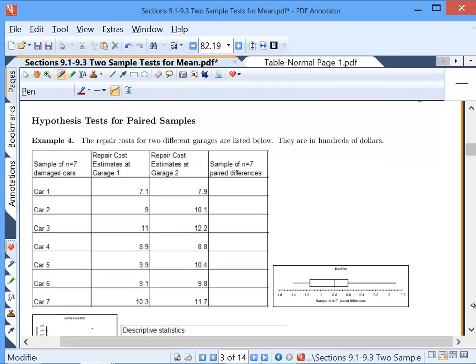So let's say we want to do a hypothesis test for our paired samples. Okay. So the repair costs for 2 different garages are listed below. They're in hundreds of dollars. Okay. So here are 7 cars. We have repair costs at garage 1, repair costs at garage 2. Since these are paired up, it makes sense to find the difference for each pair. Okay. So like 7.1 minus 7.9 would give me negative 0.8. And the reason I'm doing garage 1 minus garage 2 is just because garage 1 happened to be on the left, and that seemed more intuitive.